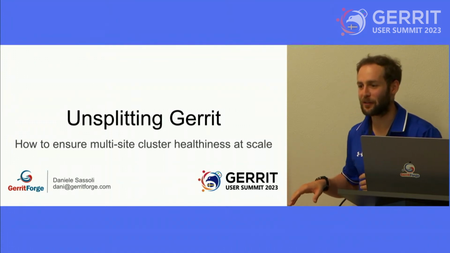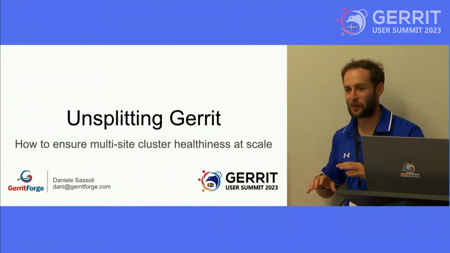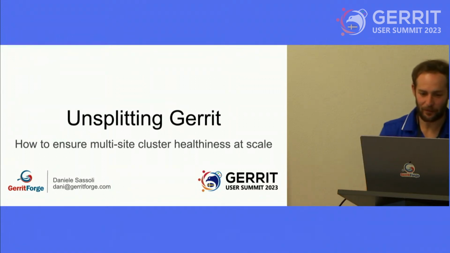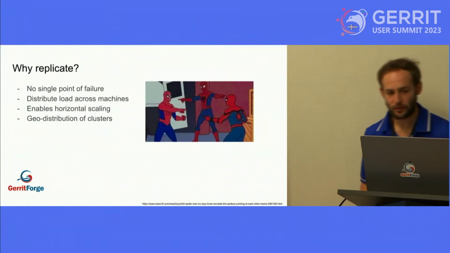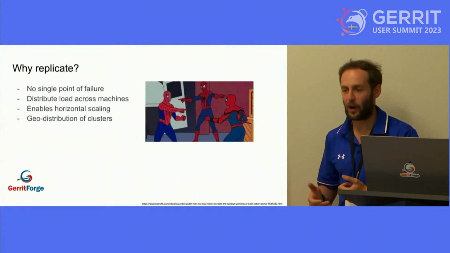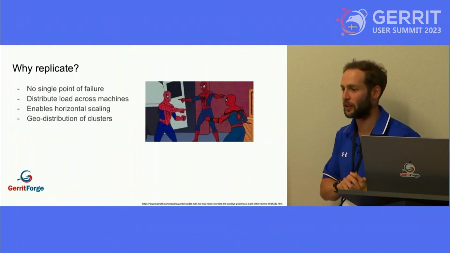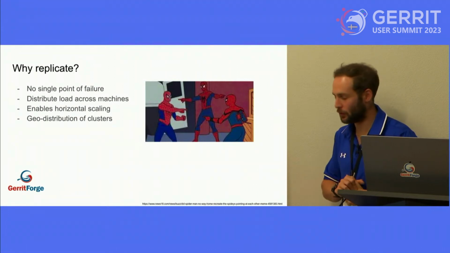unsplitting Gerrit is really, really difficult. So let's see how we get to a state where it's not split to begin with. All right, so first of all, why replicate? Why would I want to have a big cluster? Why would I want to bother with orchestrating data between different nodes and all of that?